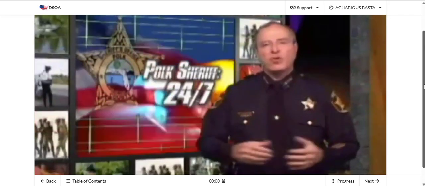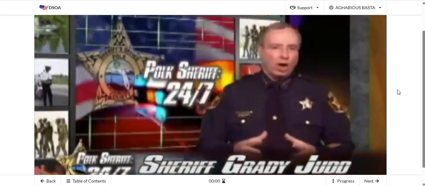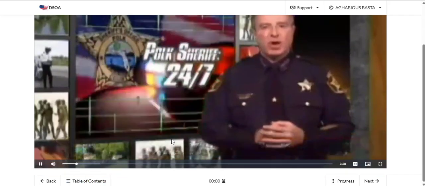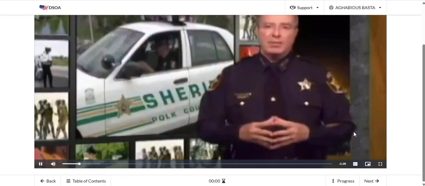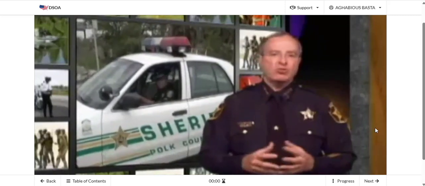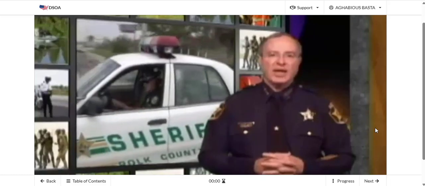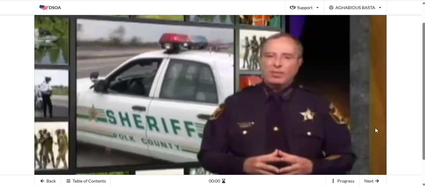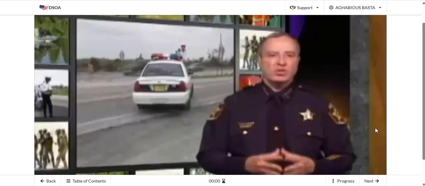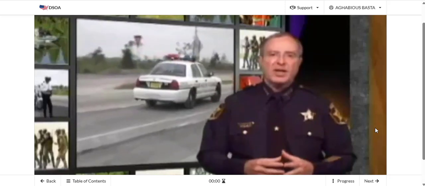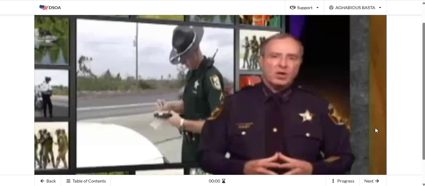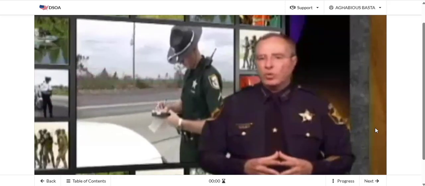Hello, I'm Sheriff Grady Judd, and I'd like to remind you about a law we're enforcing. It's a law that affects all of us. It's the Move Over Law. Every day, deputies, troopers, tow truck drivers, and other public safety personnel travel our roadways risking life and limb to help others. These men and women, as part of their duties, sometimes must stand on the side of busy roads to do their jobs. Tragically, some of them are hit and killed by passing motorists who are not paying attention or not giving the workers room to work.